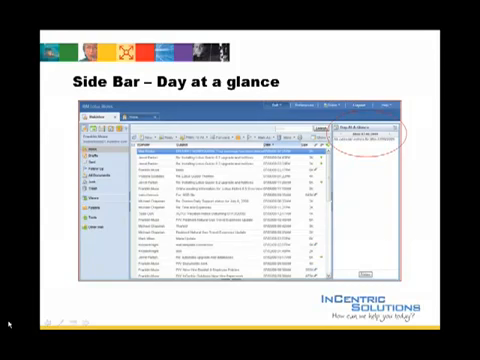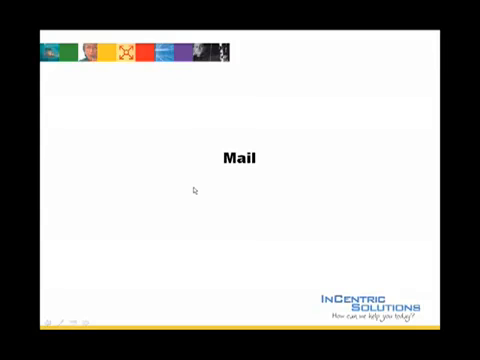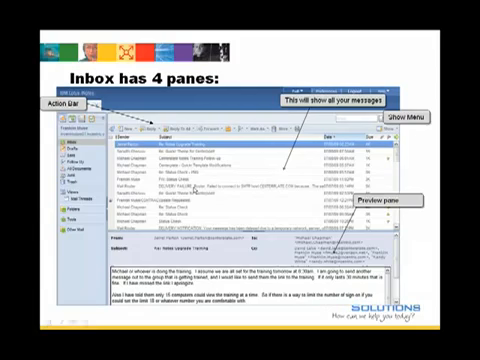Let's start by looking at Lotus iNotes Mail. The inbox displays 4 panes. The left pane in light blue is the navigator pane. It provides a list of views, folders, and tools you can use while you are working with mail.